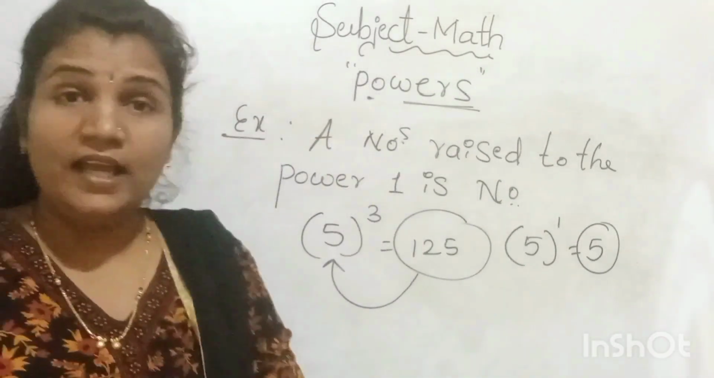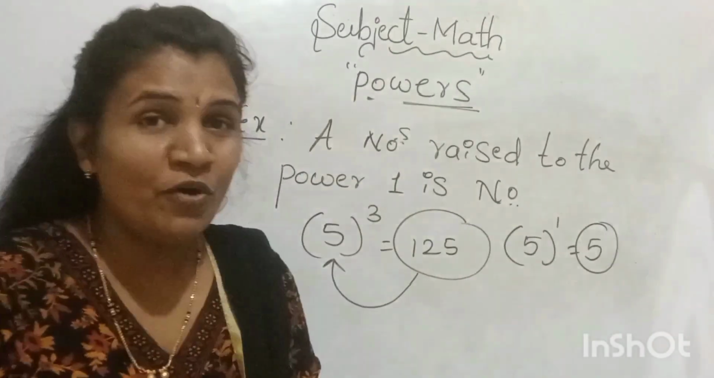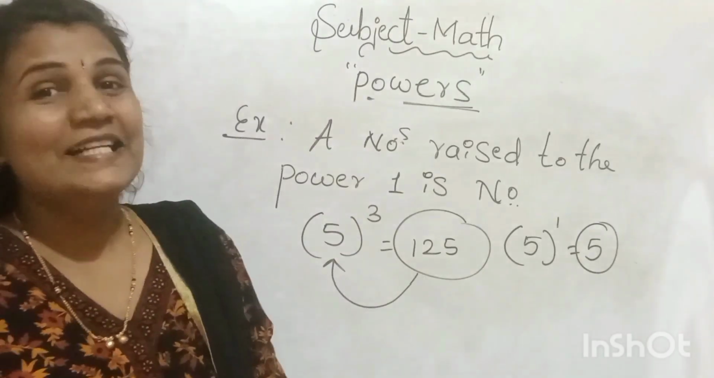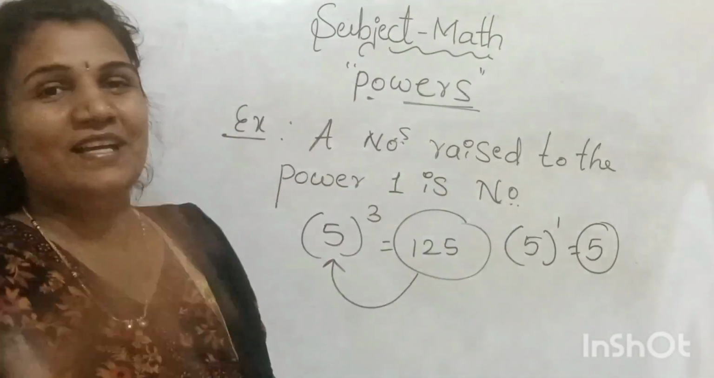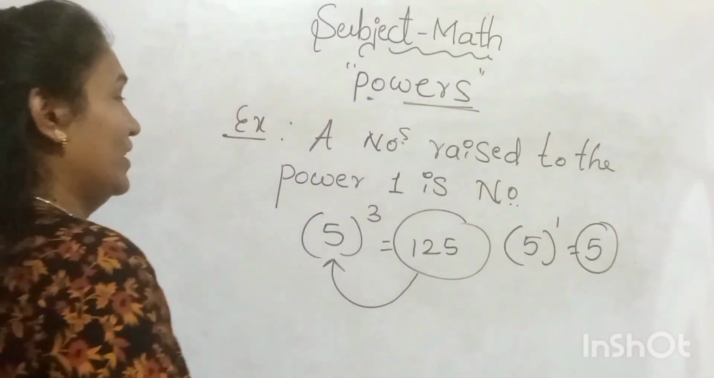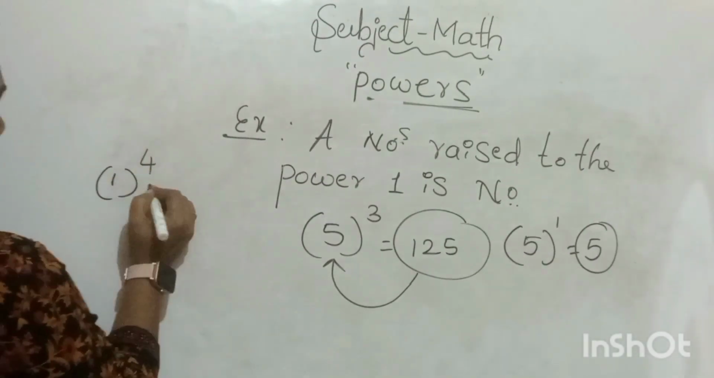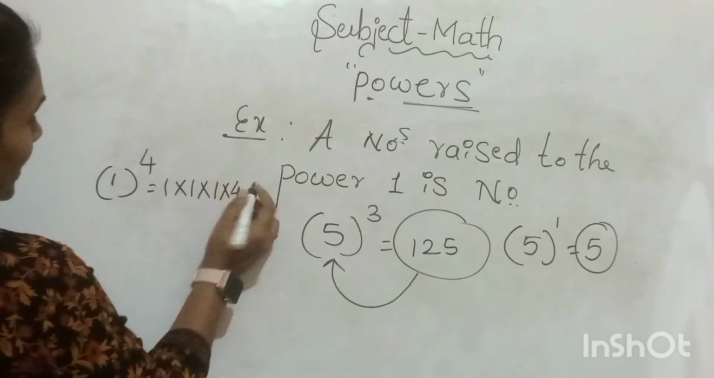Then 1 raised to the power of any number, what is it? 1 raised to any power gives 1 itself. One example I'll take for that. Here see, 1 raised to the power of 4. 1 should be multiplied 4 times. What is it?